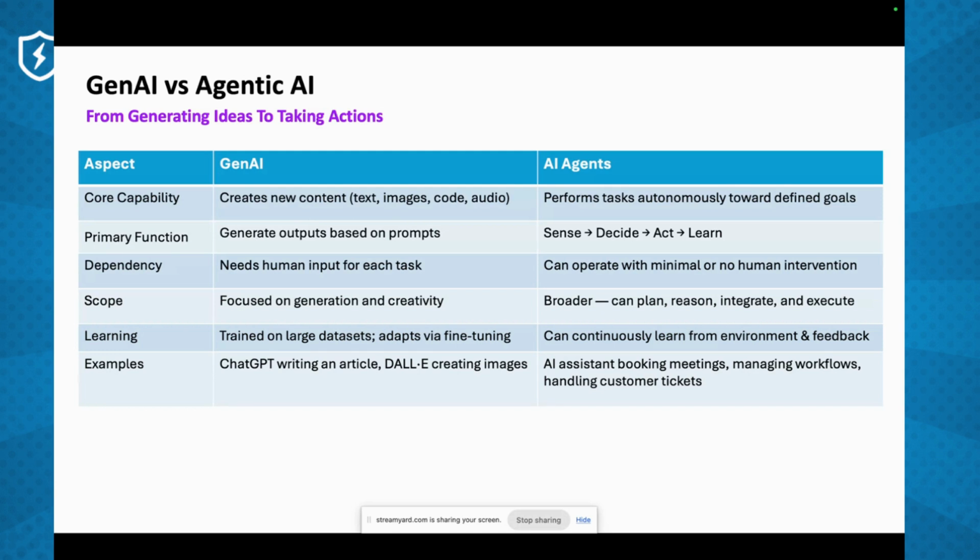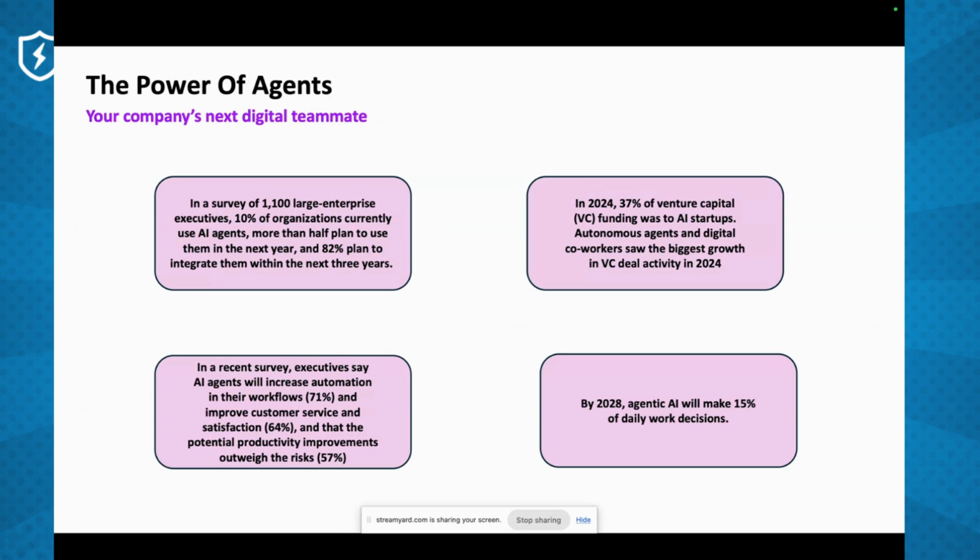Let's take one example, like ChatGPT writing an article. That's your Gen AI. But when you're talking about an AI agent, consider an AI assistant which is booking meetings for you, which is managing workflows for you, which is handling customer tickets for you, with very, very minimal interaction that it needs from you. So that is where we have traversed, Keith. We have moved from a world of traditional to modern to Gen AI and then to Gen AI with agents.